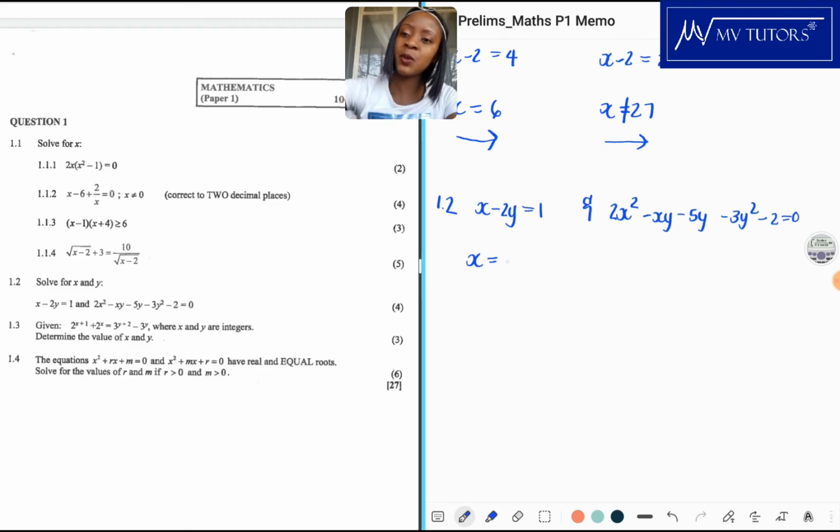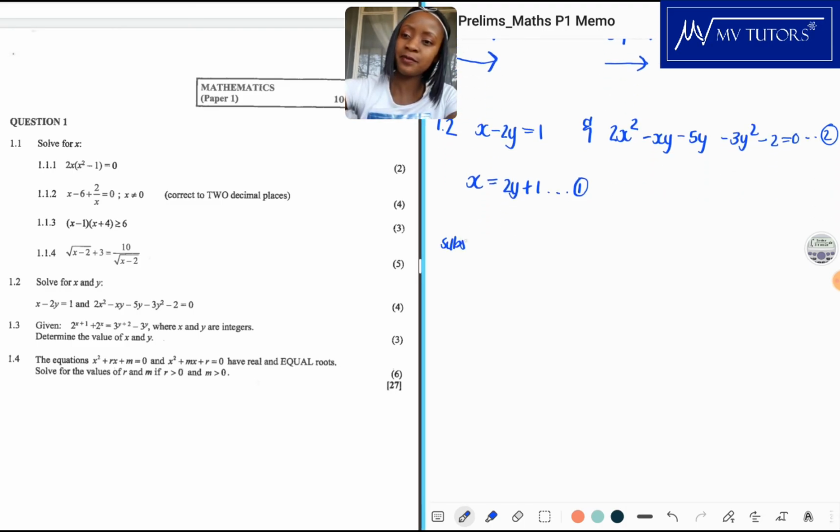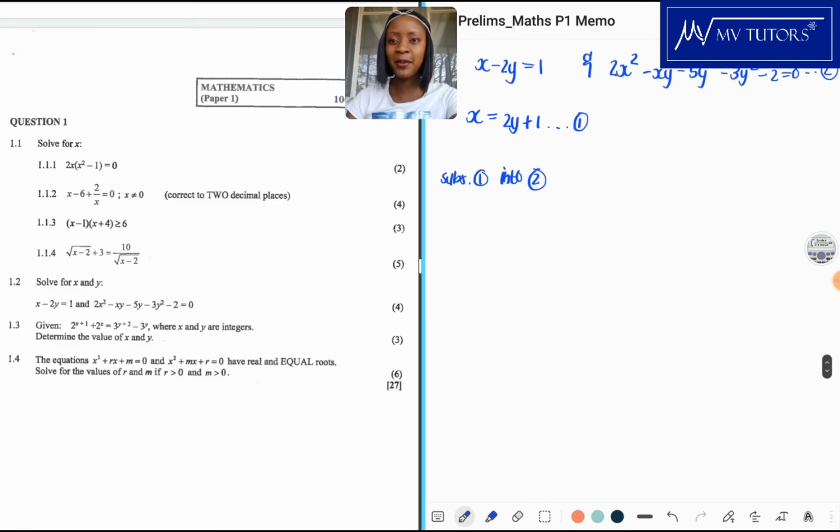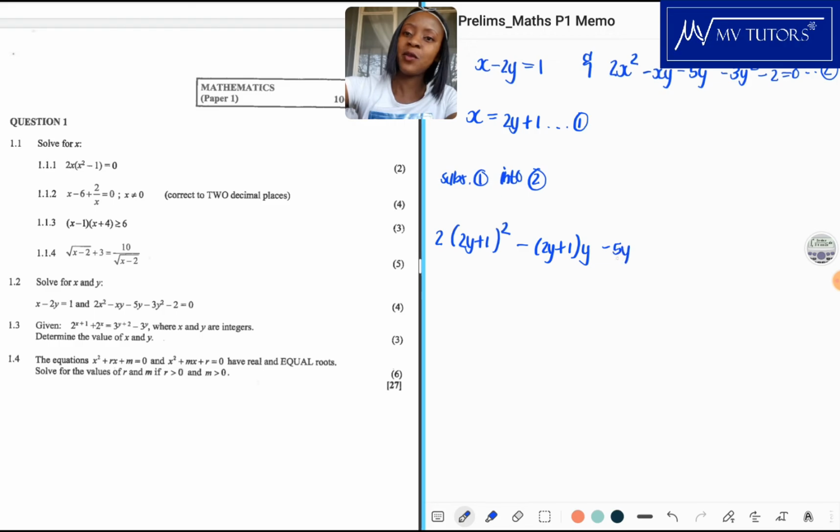So then x is equal to 2y plus 1. I'm just going to say that is my first equation. That is my second equation. So I will substitute x into the second equation. Substitute 1 into 2. When you write these answers, you must guide the marker so that they don't wonder what's happening here. So if I put x there, I have 2x squared, x is 2y plus 1, squared, minus (2y plus 1) times y, minus 5y minus 3y squared minus 2 is equal to 0.